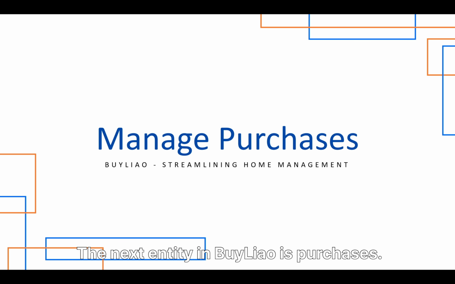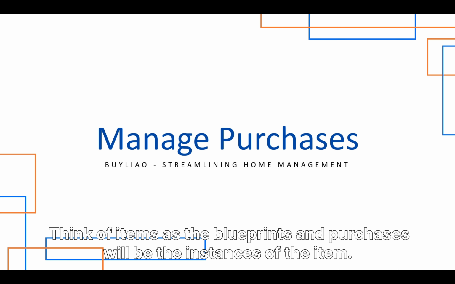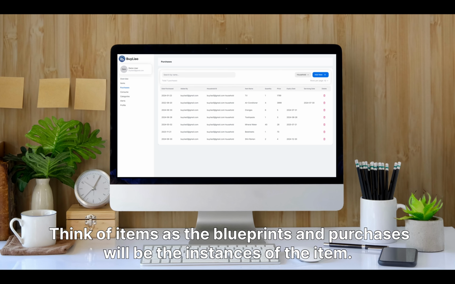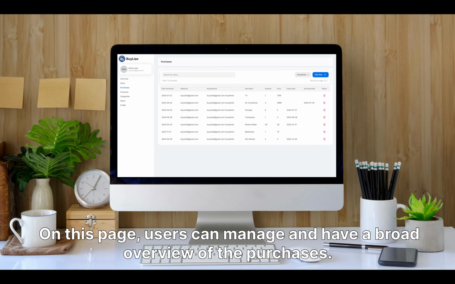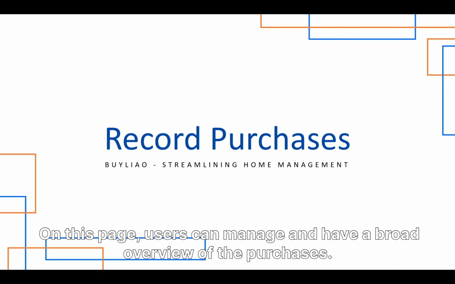The next entity in BuyLiao is purchases. Think of items as the blueprints, and purchases will be the instances of the item. So, a household inventory will consist of purchases and not items. On this page, users can manage and have a broad overview of the purchases.